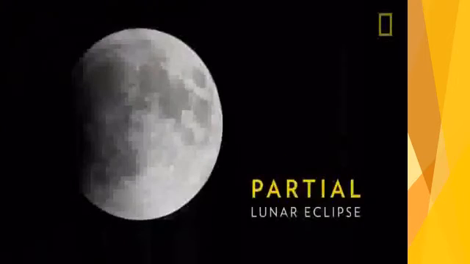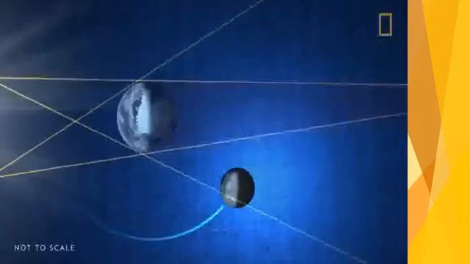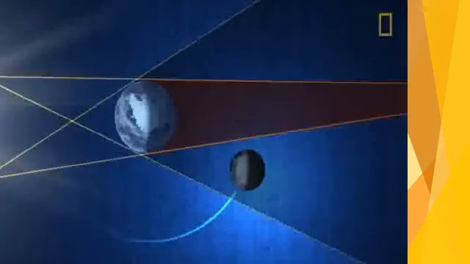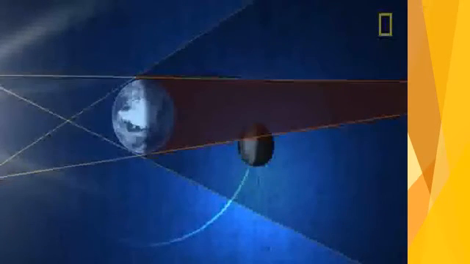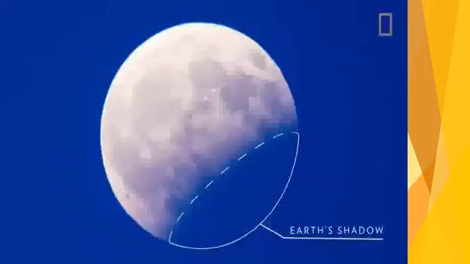A partial lunar eclipse, the second type, occurs when the Earth, moon, and sun don't perfectly align, so only part of the moon passes into Earth's umbra. Earth's shadow appears very dark on the side of the moon facing Earth.